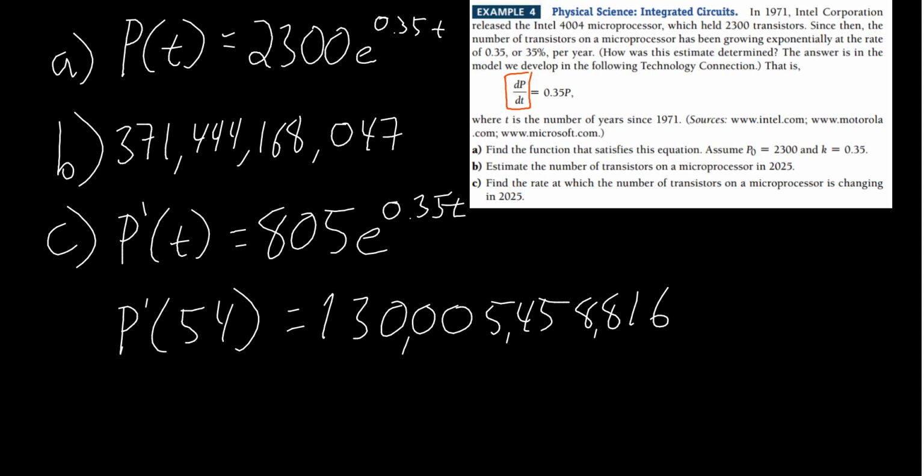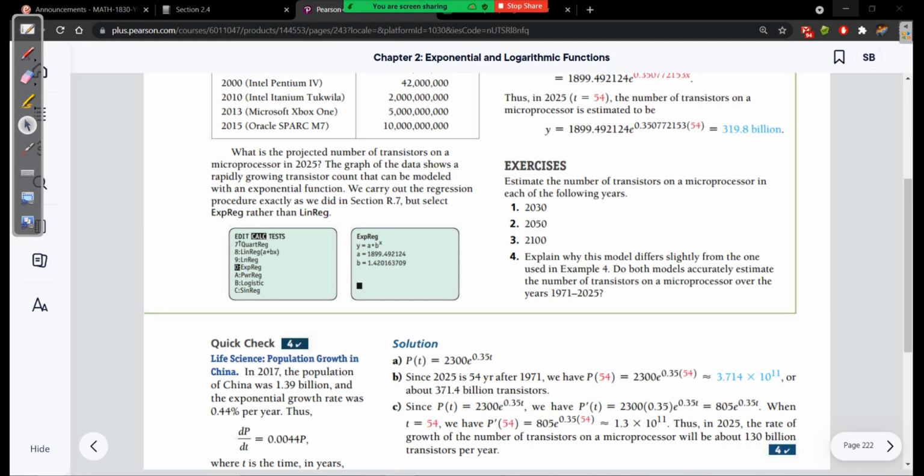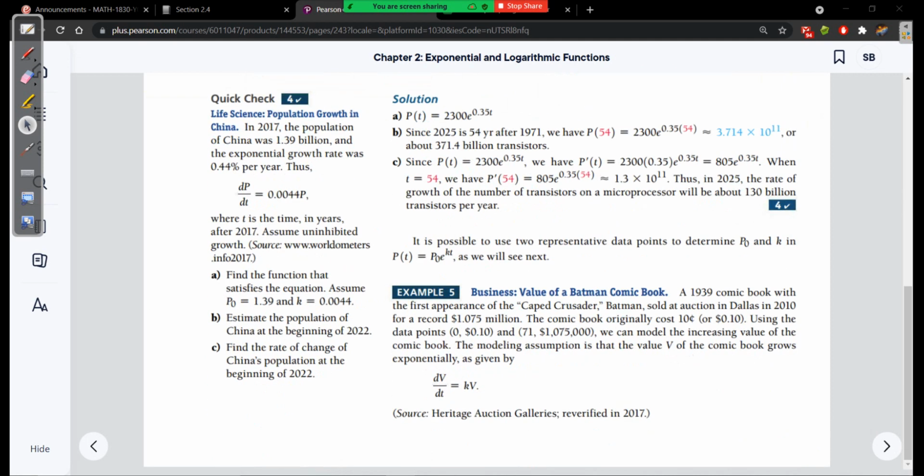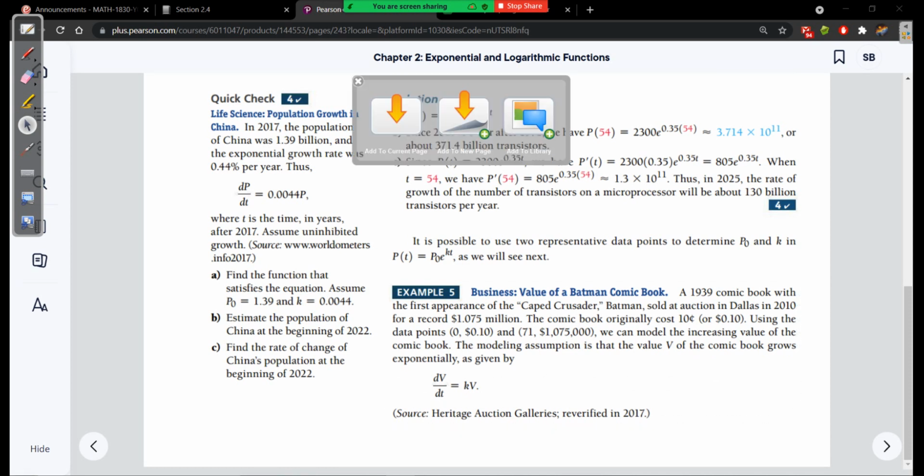One moment. I'm going to make a note to find the number of transistors. I just want to know how accurate that is. All right, so that's that, and we're going to do comic book values. I guess I'll include the source. Right? We always have to include the source.